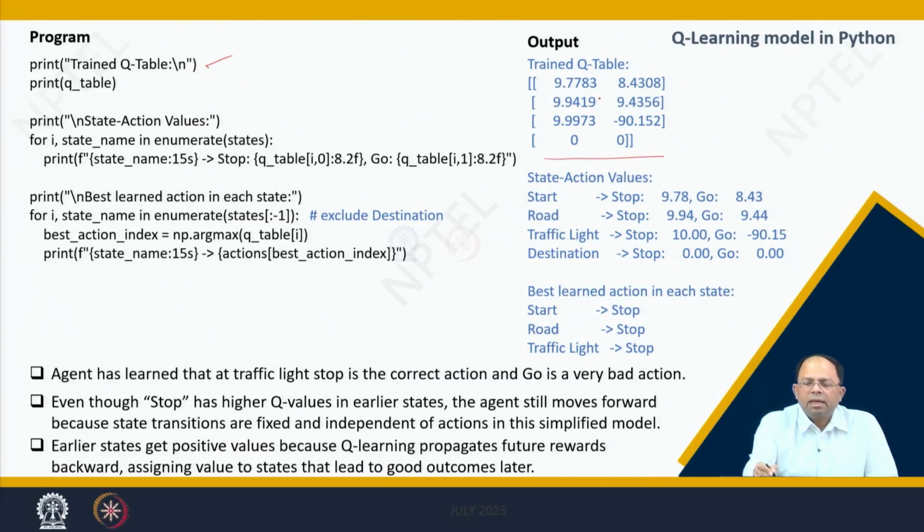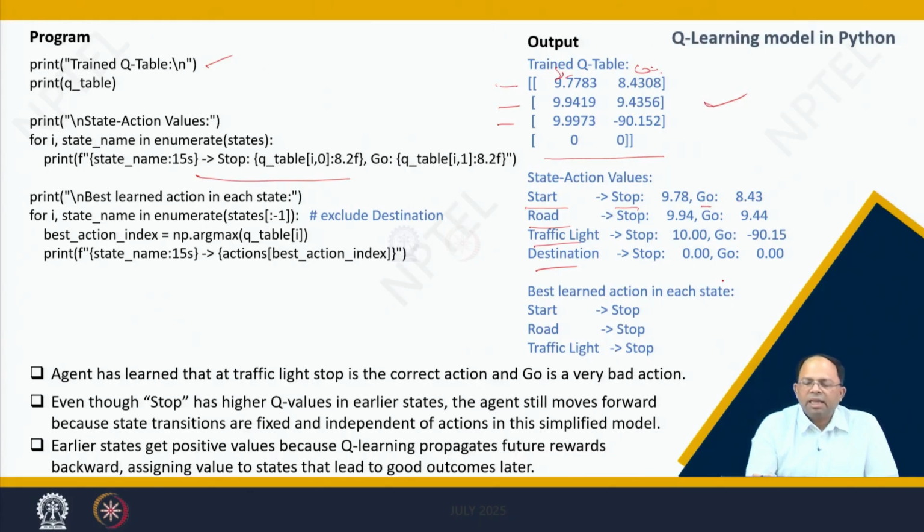You can see that this is the trained table, where for each of these, go and stop, we are getting the values. This is state 1, state 2, state 3, and this is stop and this is go, right? So this is how it is organized. Over here you can see start, road, traffic light, these are the different states, and we have also put the stop and go and these are the values. So we are again printing it in this particular way.